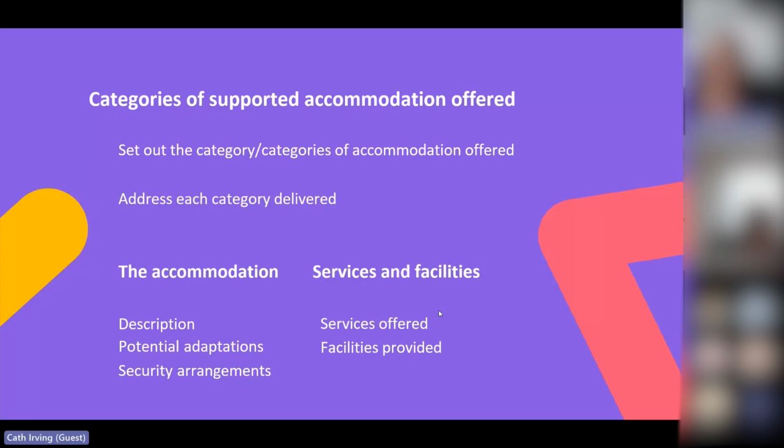So in terms of the accommodation, you need to provide a description of the accommodation, and this includes what is currently in place, but also how you might be able to adapt that accommodation to meet the individual needs of children that are accommodated, and it needs to set out also the security arrangements that are in place. And then in terms of the services and facilities, it needs to include a description of what the service offers, how this can meet the needs of prospective young people who may be accommodated in the service, and how it's set up and equipped to meet those needs.